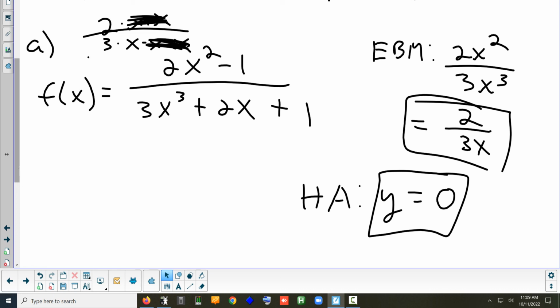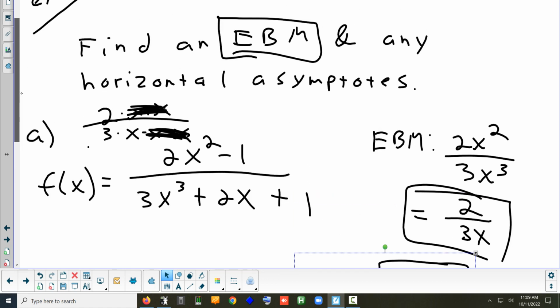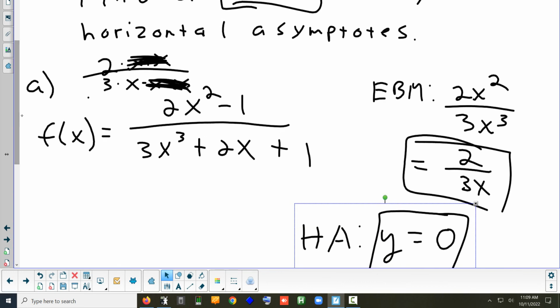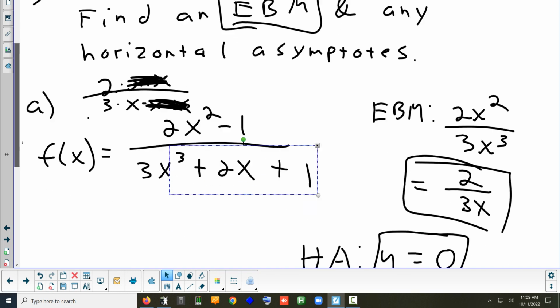Now, I kind of assumed this. I started with y equals. If I had started with x equals, what would that have done? That's a vertical. But in this problem, they wanted the horizontals. Are there vertical asymptotes? I don't know, maybe. I'd have to set this equal to 0 and solve it, which would be slightly annoying because it's a cubic. So I would have to hope for a rational root and then use synthetic division. So, we're not doing that.